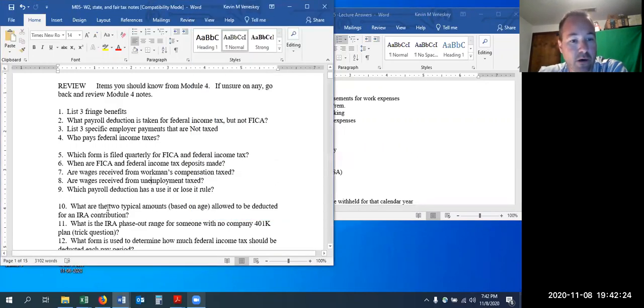Number 10, what are the 2 typical amounts allowed to be deducted for an IRA contribution? That would be $6,000 for those under 50, $7,000 for those 50 and older. What is the IRS phase out range for someone with no company 401k plan? And the answer is there is no phase out. Anybody can put into an IRA, no matter how much you make.